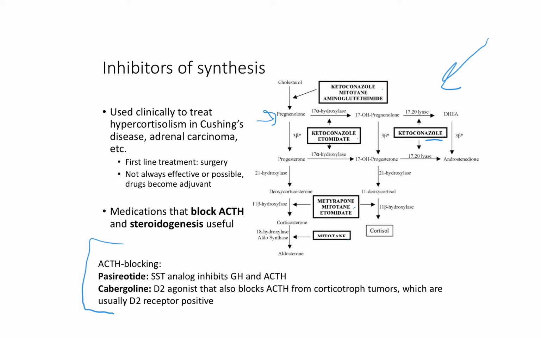Cabergoline is a dopamine type 2 agonist, which we use for a whole type of prolactin things, but that's for the pituitary chapter. Most corticotrophic tumors are positive for the dopamine type 2 receptor, so we can alter ACTH activity by giving cabergoline. Those are two medications that are somatostatin and dopamine type 2 specific, but they also block ACTH activity.